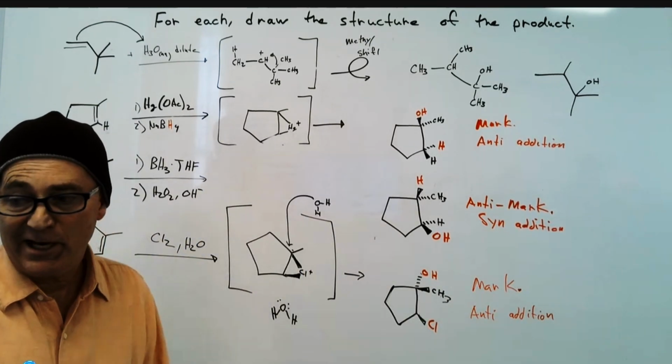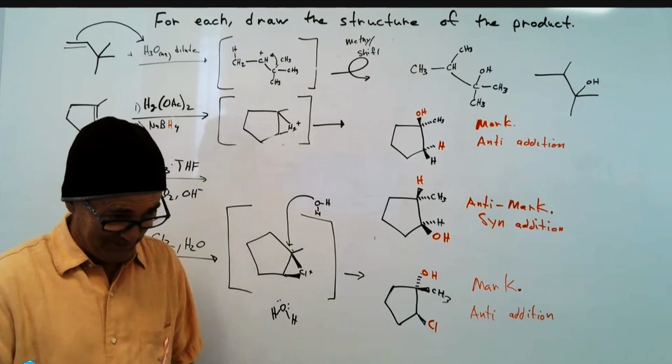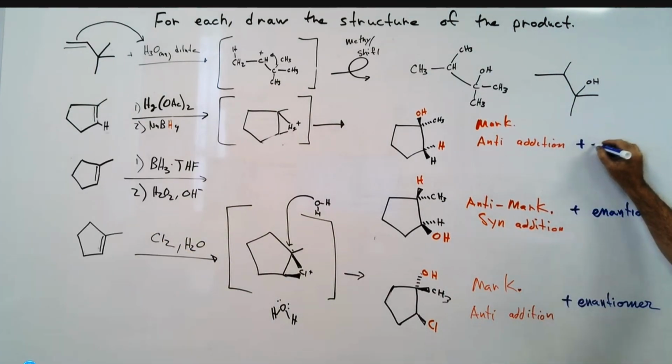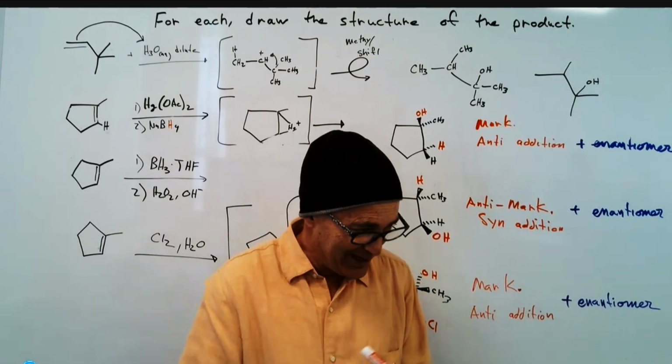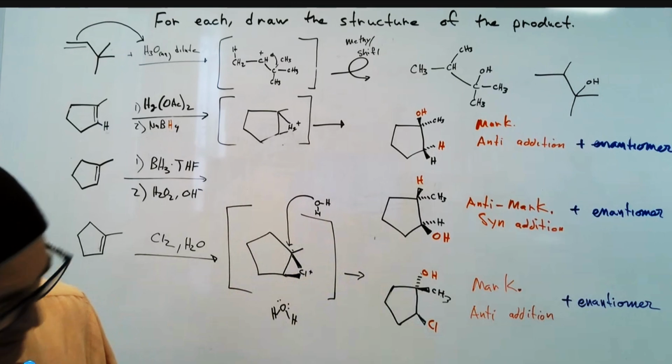So how many of these have enantiomers that form also? Does this one have an enantiomer? No, I don't have any asymmetric carbon.